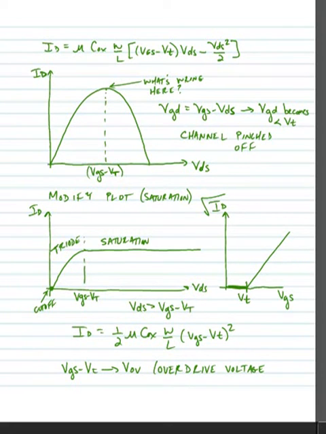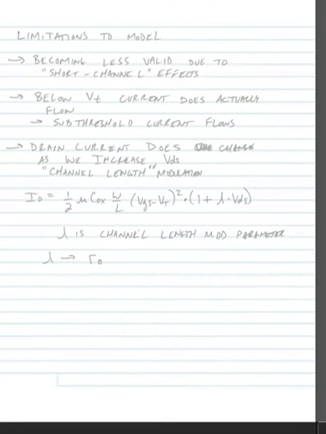Now, there are some limitations to this model, which we call the square law model for a MOS device. As we make the devices smaller and smaller, we're seeing that the square law equations are becoming less valid, due to short channel effects.